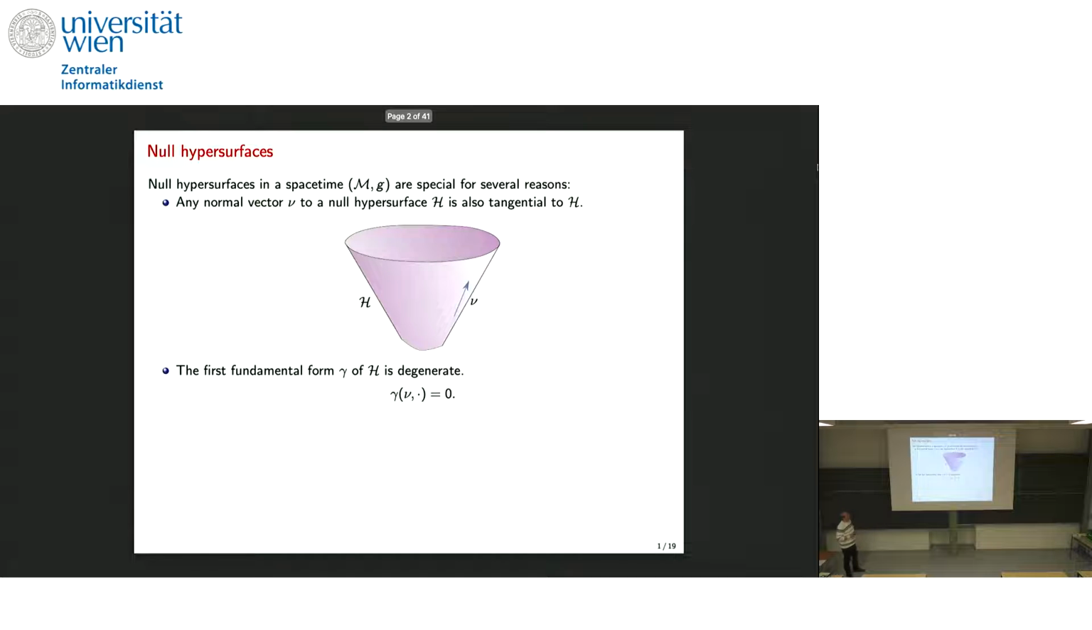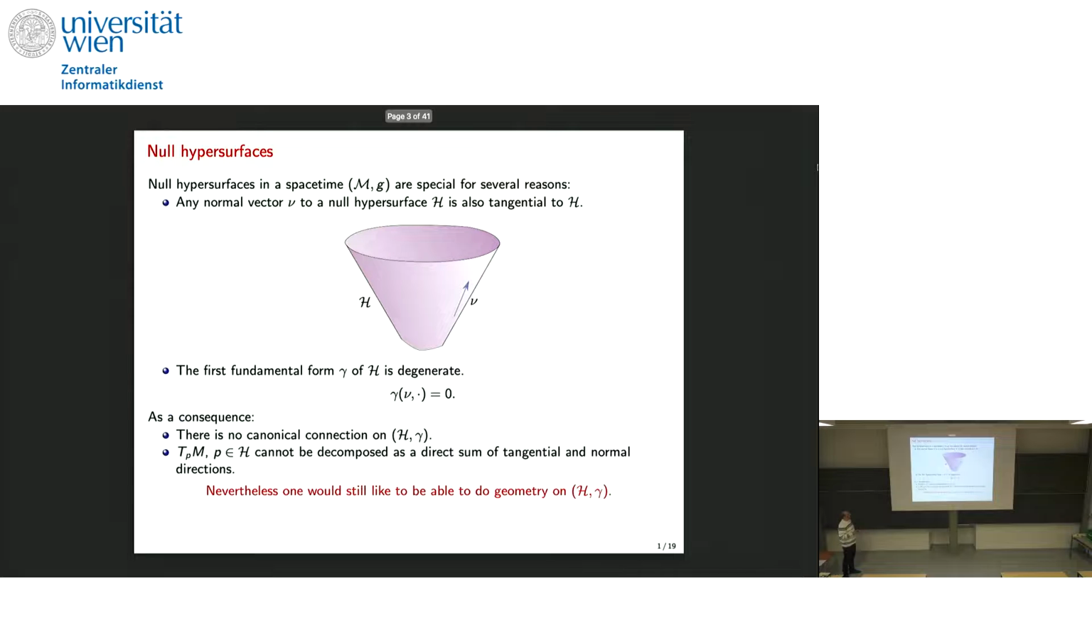Okay, so let me start by something that we all know, and this is the fact that null hypersurfaces are very special for a number of reasons. The defining property of a null hypersurface is that the normal to the null hypersurface is at the same time tangential to the hypersurface. And this has several consequences. The first consequence is that the first fundamental form, which I call gamma here, is degenerate, with the degeneration direction precisely along the normal vector.